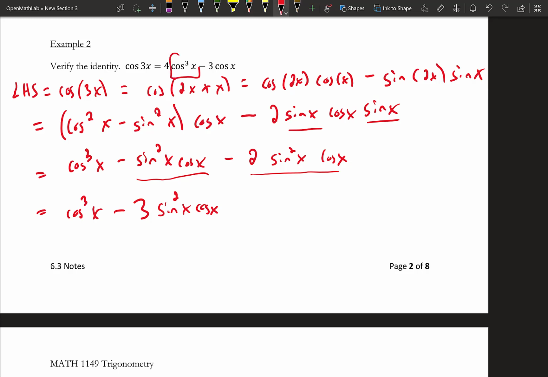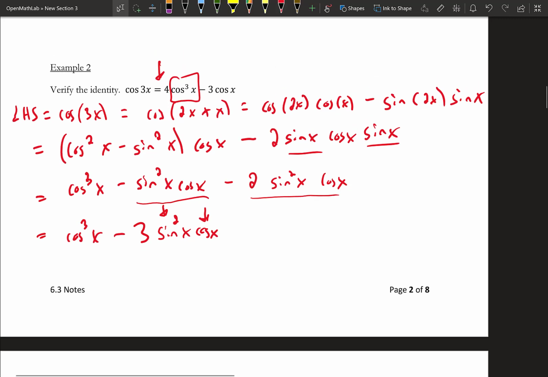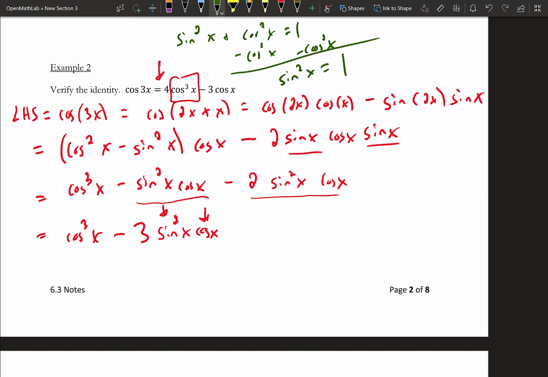So I have a cosine cubed x at least. So I'm missing this 4, and looking at this, I want to have a cosine here, but I don't want to have sine squared x here. So what we can do is try to plug something in for sine squared x, right? So using Pythagorean theorem, sine squared x plus cosine squared x is equal to 1. So if I subtract cosine squared x from both sides, we get sine squared x equals 1 minus cosine squared x. So I'm going to substitute that in for here, see if that helps get us any closer.